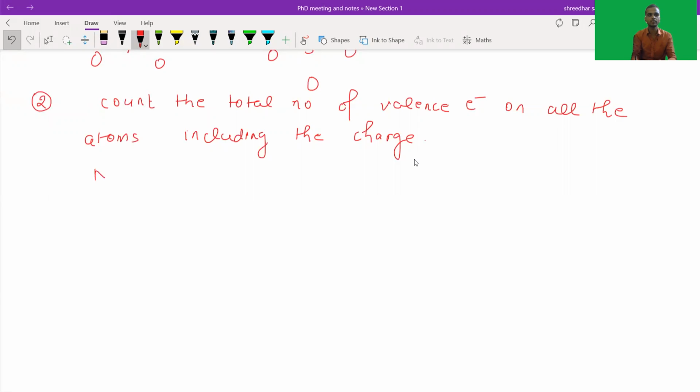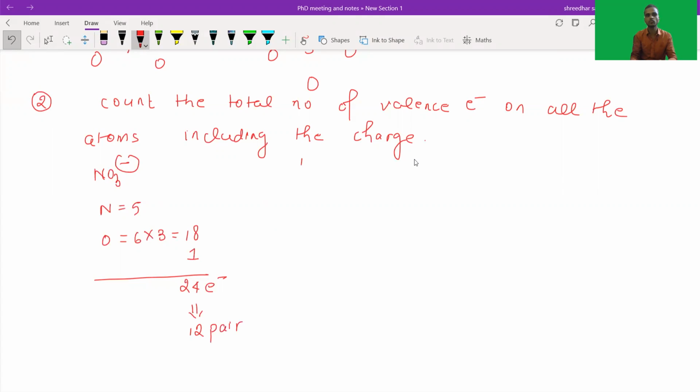Suppose in the case of NO3 minus, nitrogen has 5 valence electrons and oxygen has 6 valence electrons. Here there are 3 oxygen atoms, so multiply by 3, it becomes 18. Now there is one negative charge, so I will add 1 electron over here. Totally it becomes 24 electrons. Now I will convert these electrons into pairs, so it becomes 12 pairs.